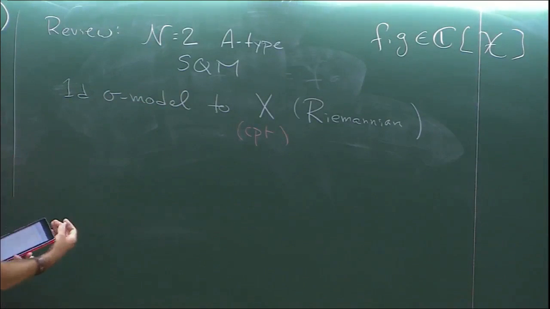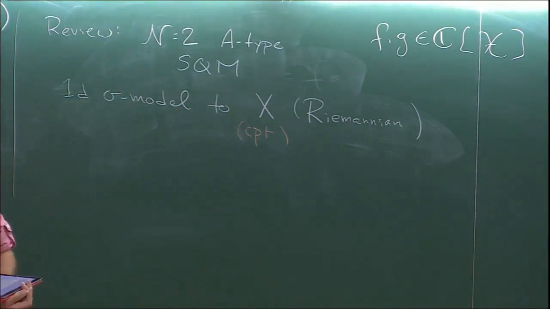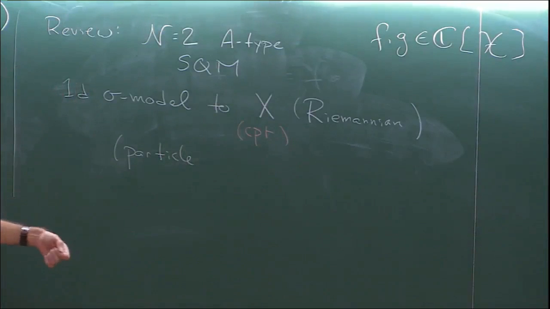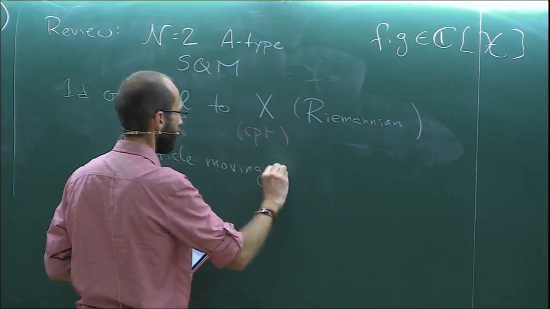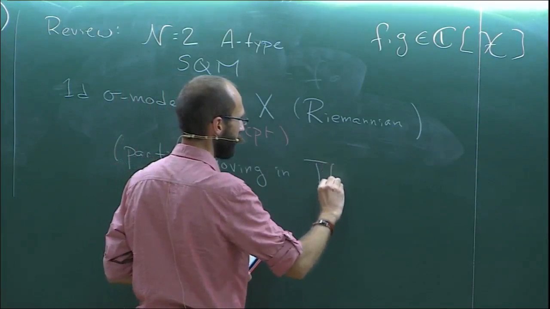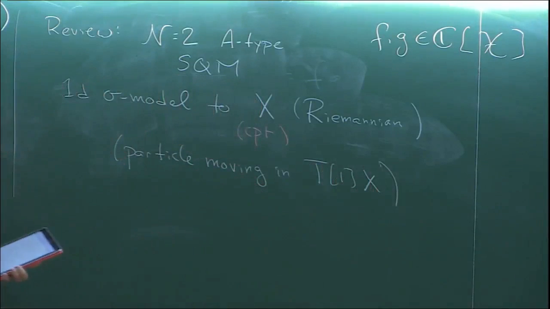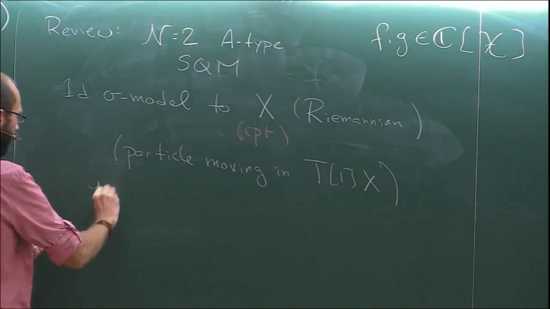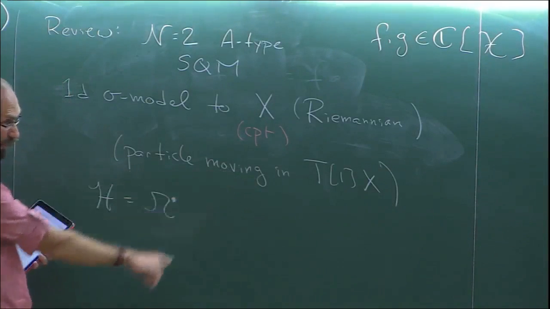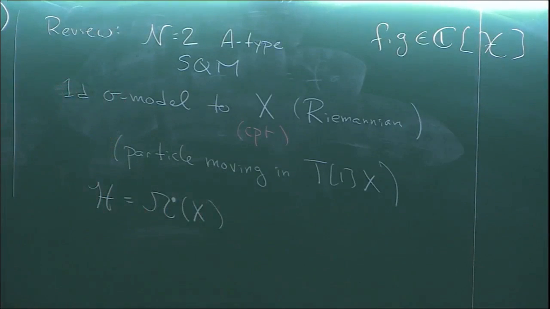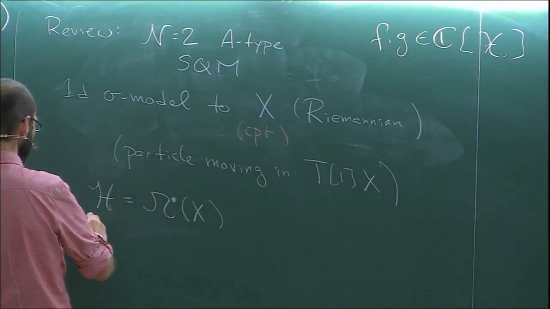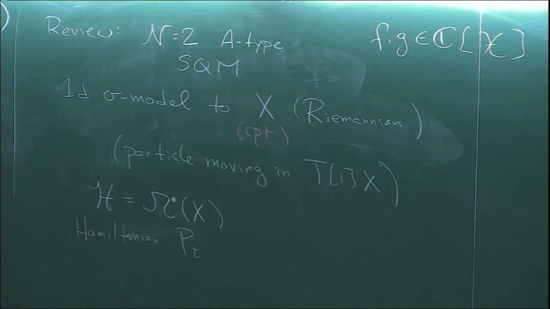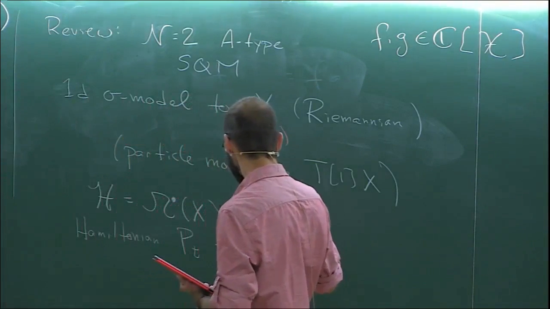Maybe a slightly more precise way to talk about this: since it's supersymmetric, we don't just have X, we have some fermions around. One can think of this as a particle. Field configurations in this one-dimensional theory describe a particle moving in the odd tangent bundle of X. That's where the fermions come in. The Hilbert space in this theory is functions on the odd tangent bundle, in other words, the de Rham complex of X. The Hamiltonian, in yesterday's notation I would have called it translation in the time direction, is the form Laplacian.